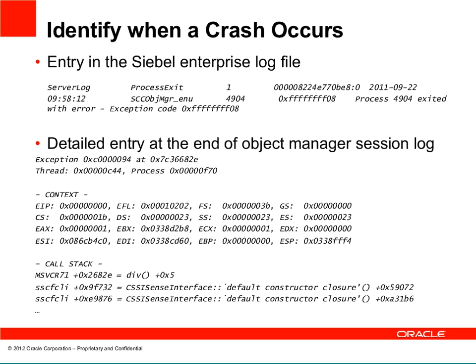There can also be an entry at the end of the individual task log. In this case, I've chosen an example from an object manager session log file. This is not 100% reliable, but quite often you will see the call stack, registers and other pertinent information at the end of the object manager session log that caused the crash.